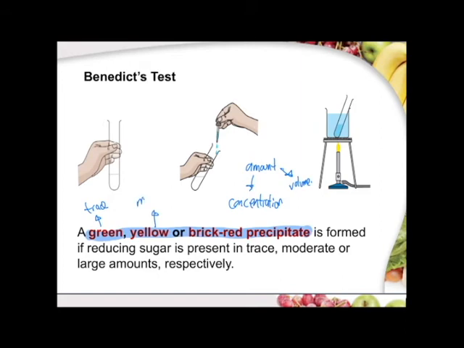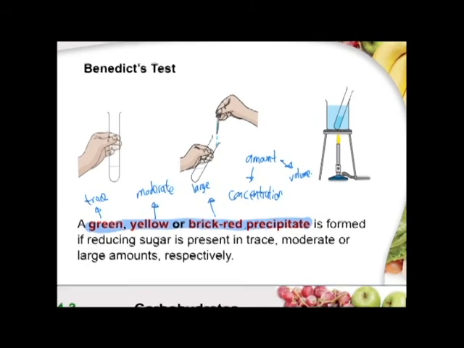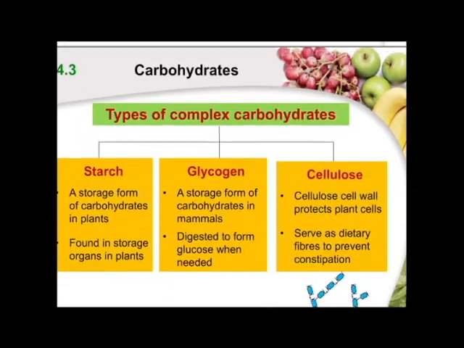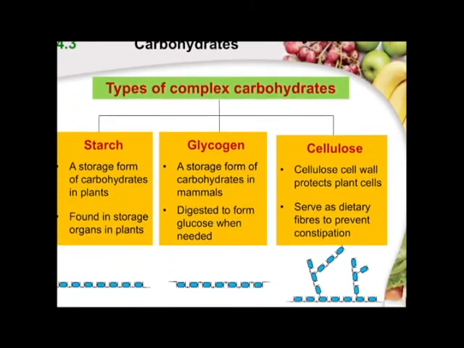So this means that green means traces, very little, so this is for trace. Yellow means moderate, somewhere in the middle, and of course brick red is a large amount or large concentration. Okay, don't use the word volume, just say large concentration. If you want to use large amount, you can also do it. Depends on the school whether they accept it or not.